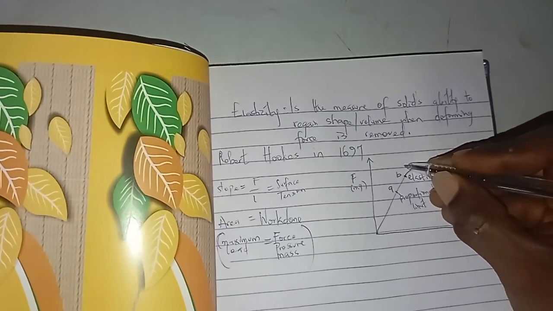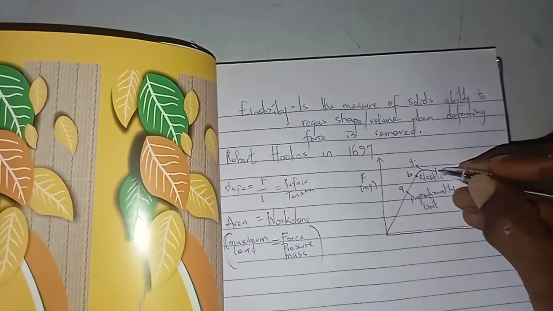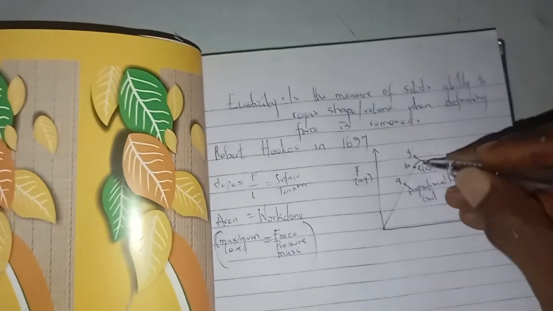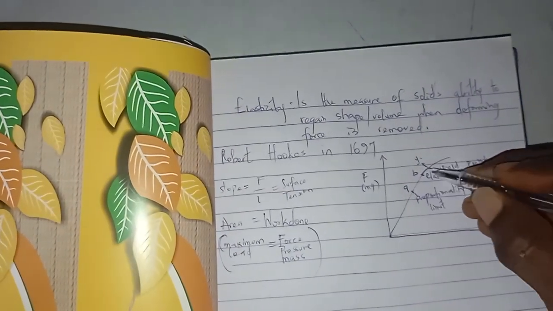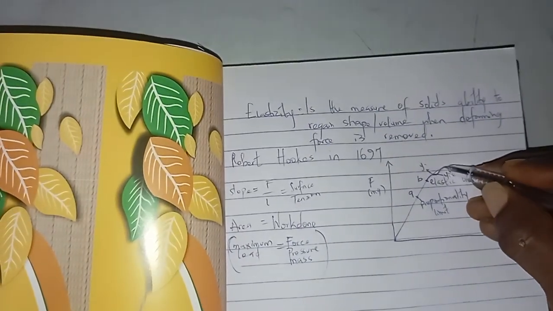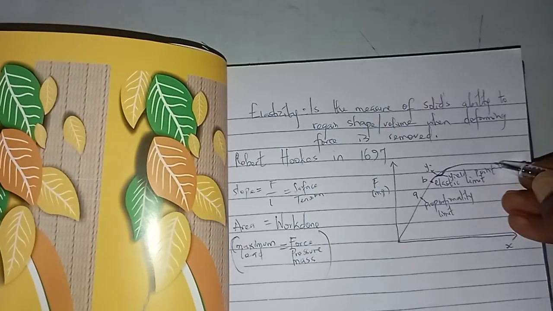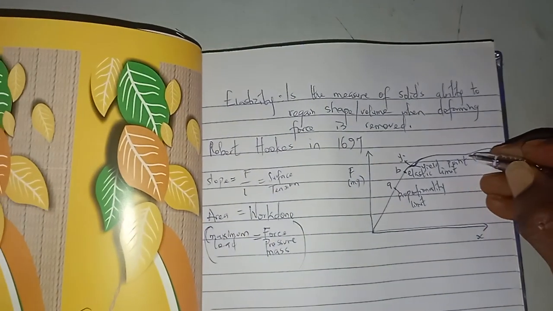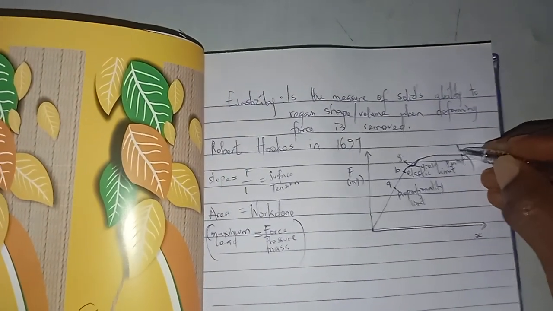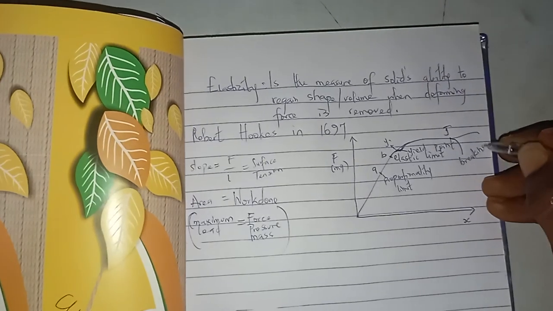So let's say I call this point Y. This is what we call the yield point. At this yield point, you can see that it is no longer going to come back. So you now have this, and at this point, let's say I call this J, you have the breaking point.